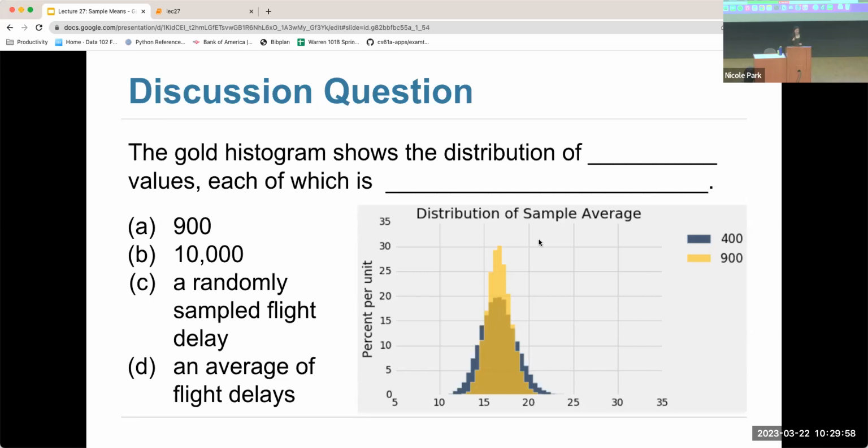This one's a tricky question. When I first saw it, I put 900. But the answer is not 900. That's really B. It's 10,000. The reason is you'll see the sample size is 900.